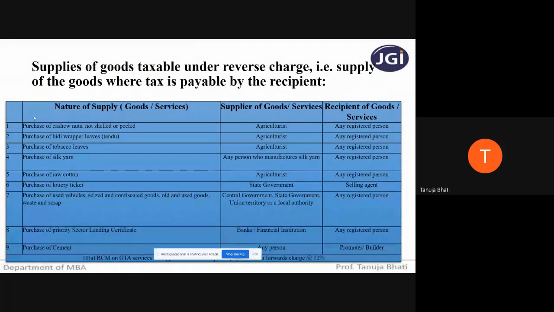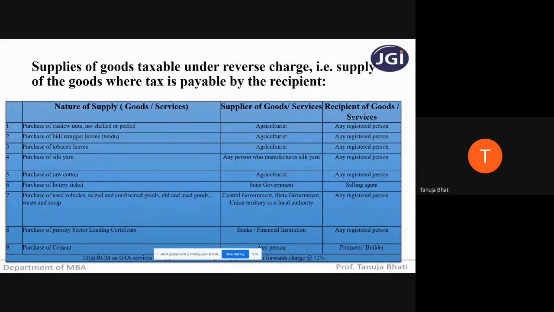So see here students, these are all the supplies where forward charge will not be applicable, where reverse charge will be applicable. So the first one we have already seen, but I'm just putting it in this format. Nature of supply of goods: purchase of cashew nuts not shelled or peeled, where the supplier of goods or services is an agriculturist, and the recipient of goods and services is any registered person who is liable to pay tax to the government.